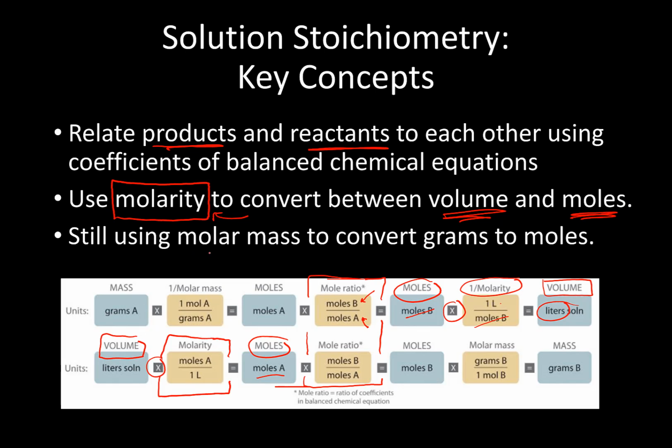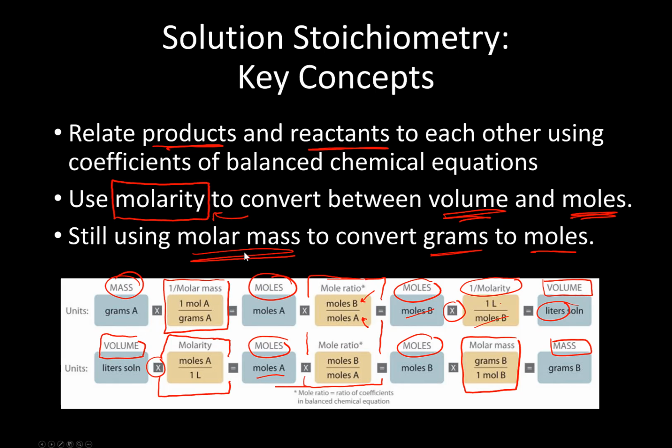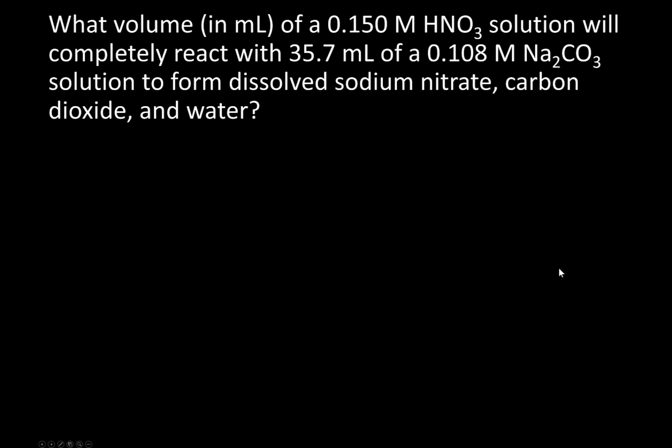And then we're still using molar mass to convert from grams to moles or moles to grams. So you've seen this before. So here's the use of molar mass to go from moles to mass, and then here's the inverse, 1 over molar mass to go from mass to moles. So these are all of the different skills you need to be able to use when you solve word problems for solution chemistry. And here's one example of a word problem.